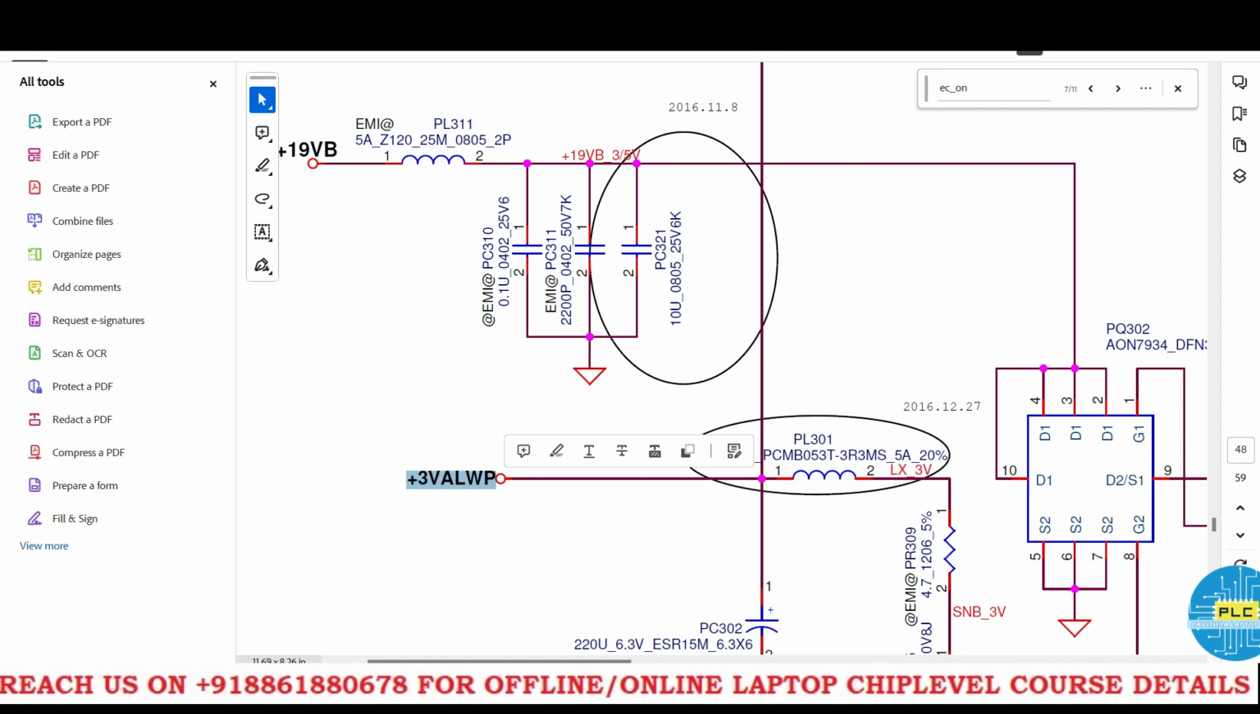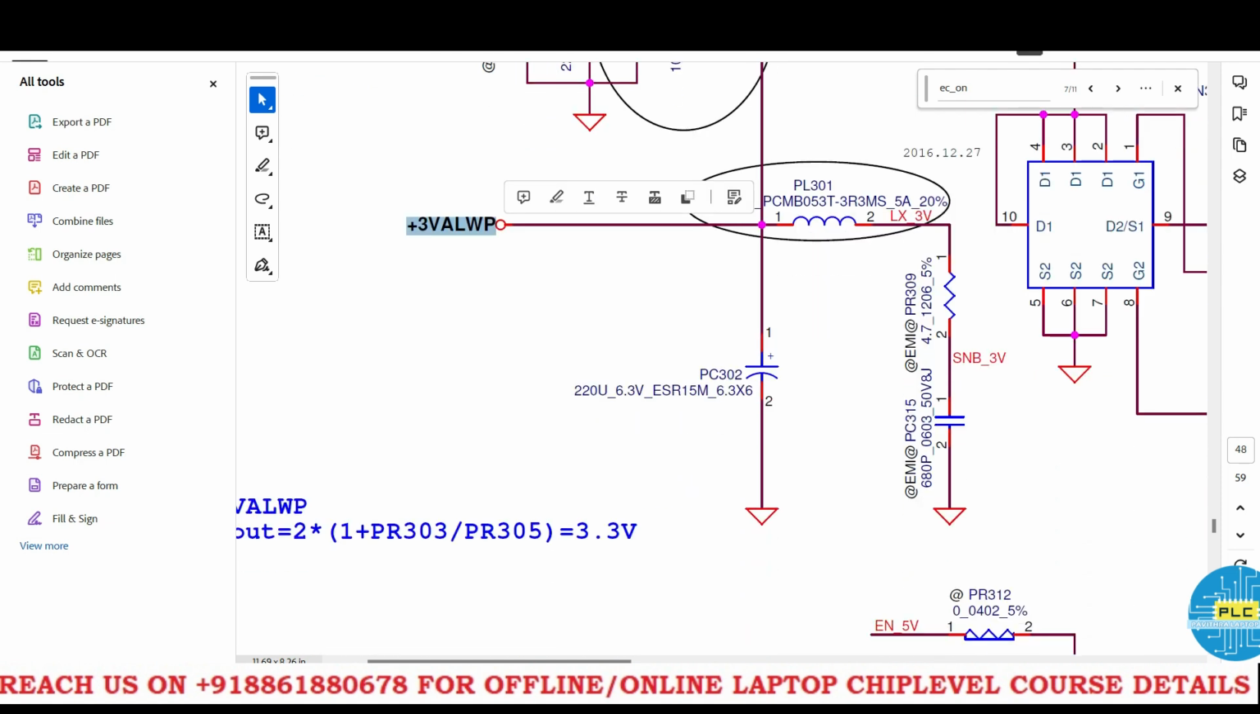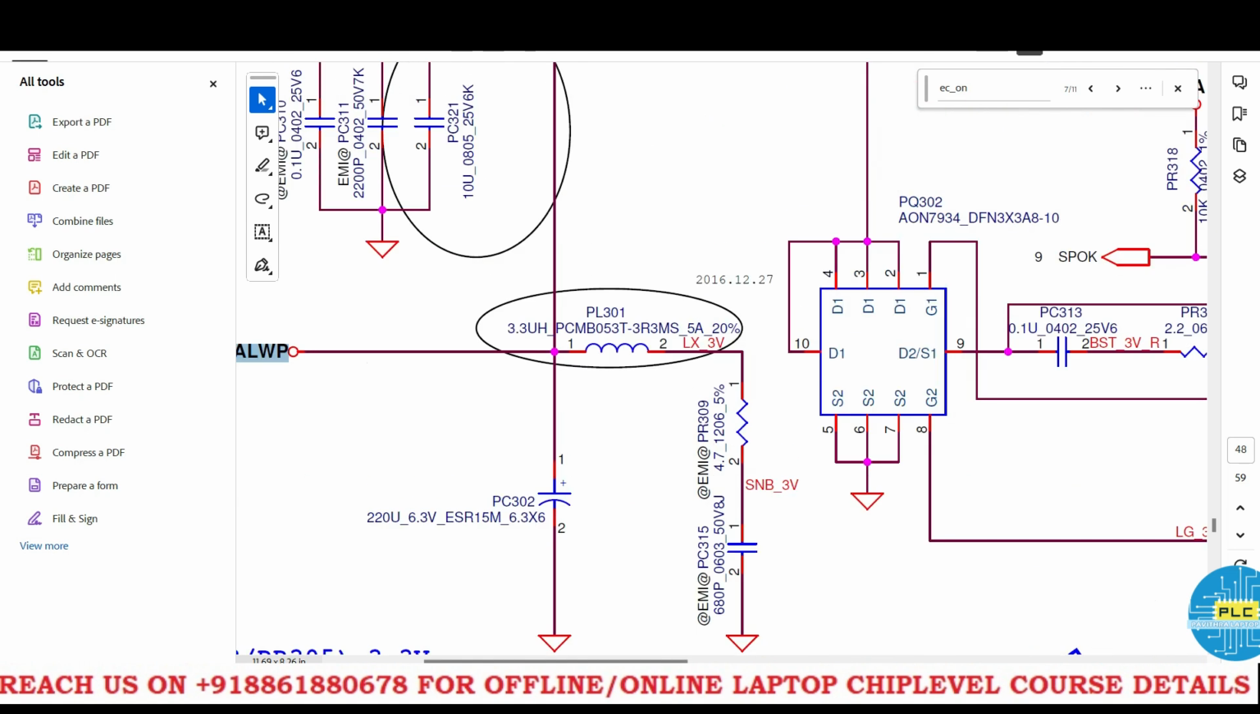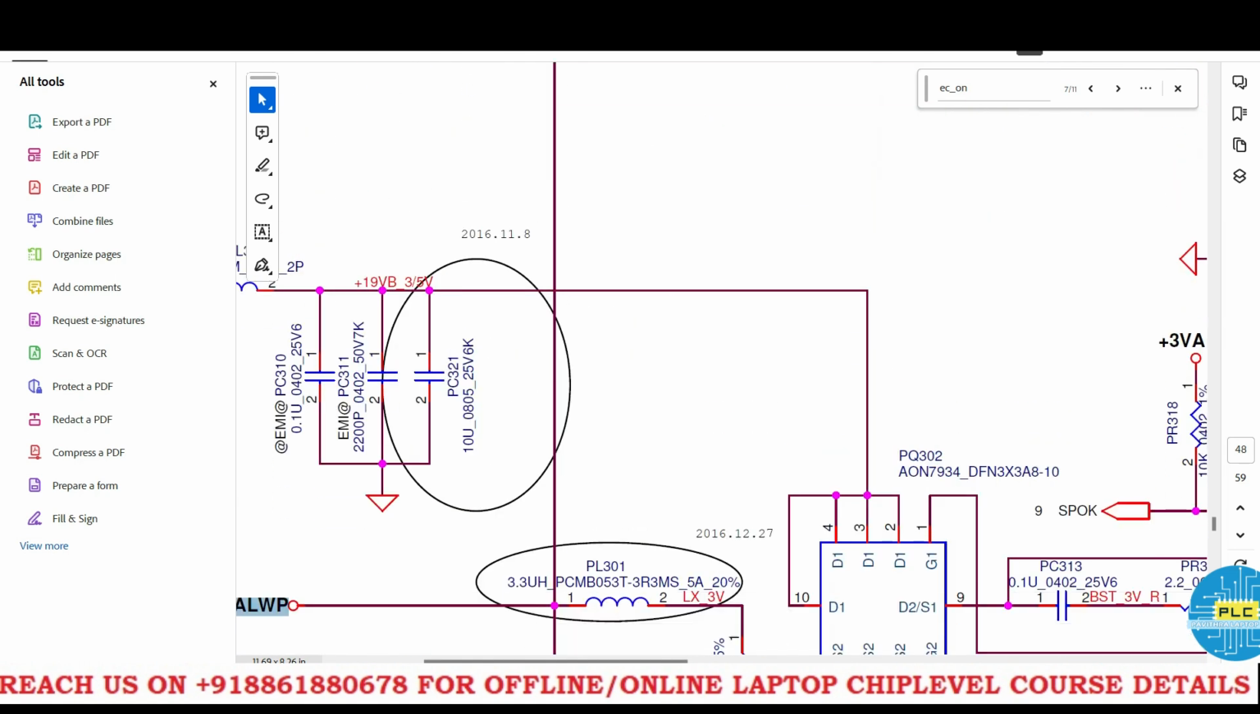Up and down multiple signals will be there. Finally, one single signal will come to the input of the coil, and the output will be a completely straight line. You will get pure DC. This is the process once you get the EC on signal.